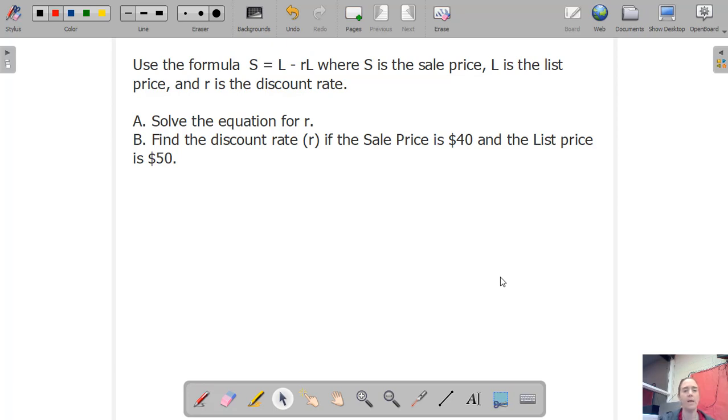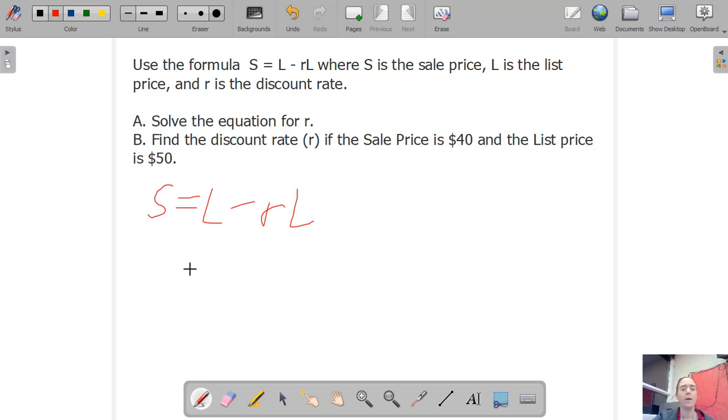It says use the formula S equals L minus RL, where S is the sale price, L is the list price, and R is the discount rate. Okay, so the first thing we are going to do is solve the equation for R. There are actually two ways that we could solve this equation. I'm going to show you both ways, and either way is correct, even though the equation ends up looking a little different. So if I have S equals L minus RL.